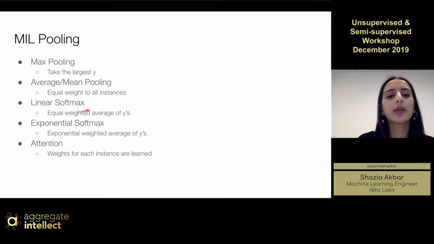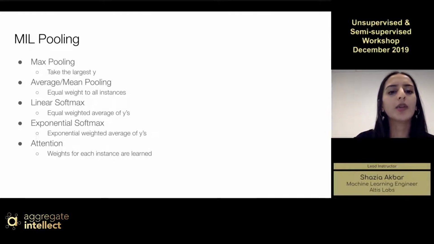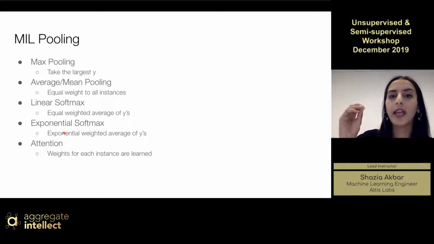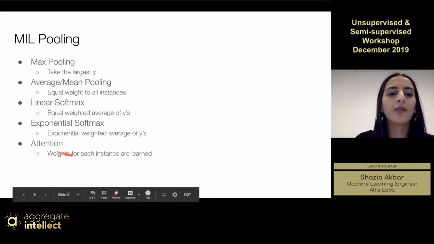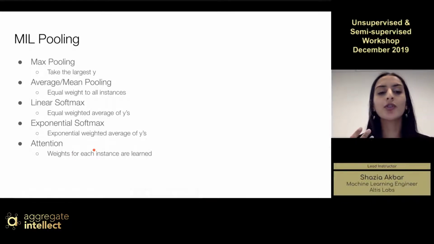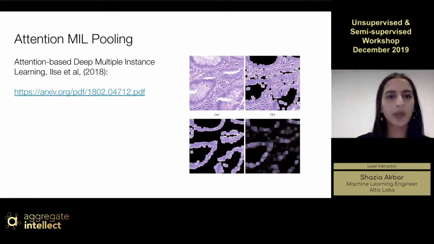You can take it a little bit further. You can use a linear softmax where you're weighting each score. So when you combine them, if you have a high score, you're taking into account that there was a high score there. You could take that another step further by taking the exponential of those individual probability scores. And then finally, you can take it even further by learning those weights. How you should take into account all of those different instances should be learned. And that's actually what I'm going to talk about next.